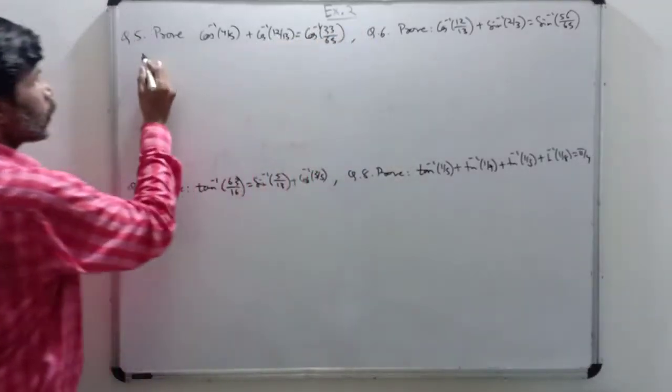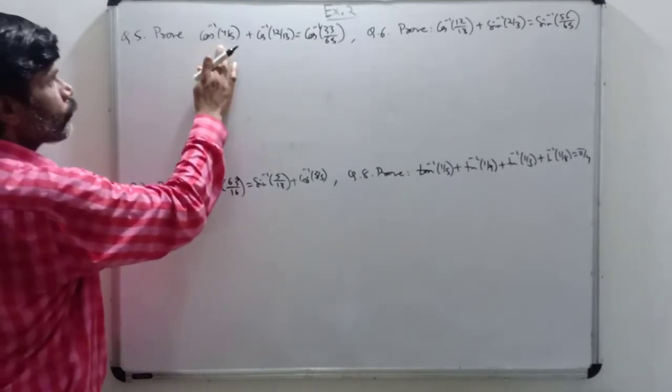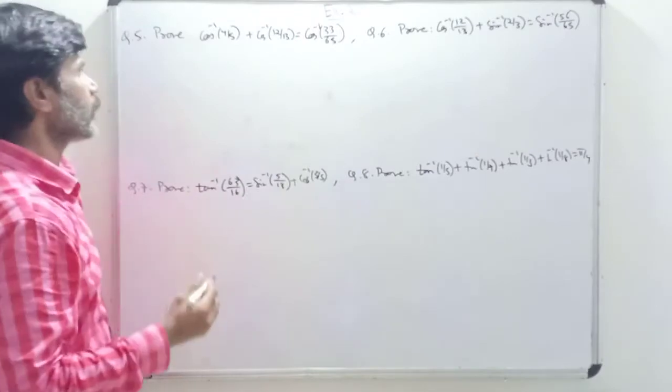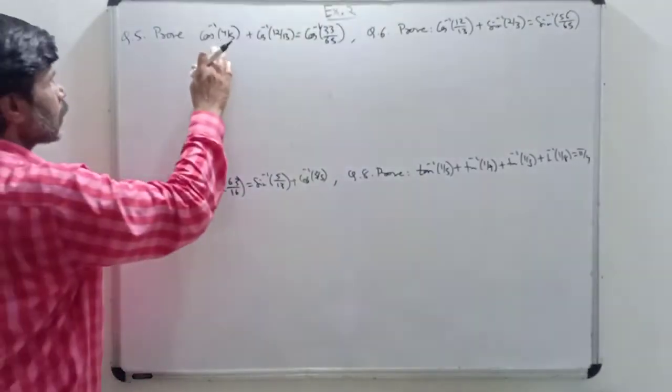Exercise 2, question number 5. Prove cos inverse of 4 by 5 plus cos inverse of 12 by 13 is equal to cos inverse of 33 by 65. So I'll start with LHS.